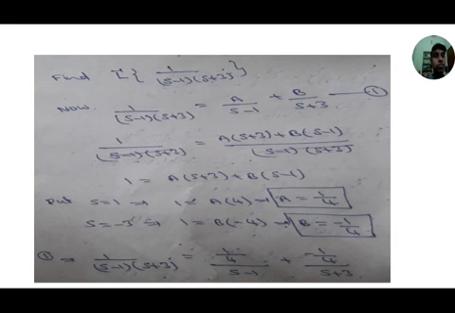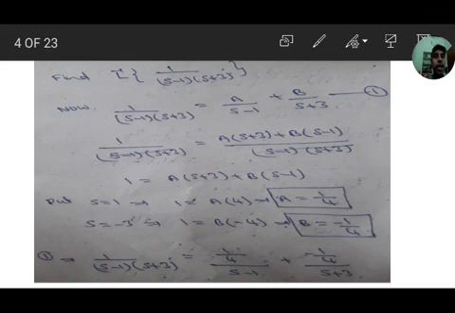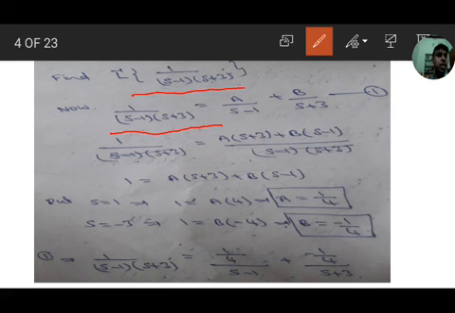Find L inverse of 1 by s minus 1 into s plus 3. So the denominator contains here 2 linear factors, s power is 1, s minus 1, s plus 3, here also a linear factor. So it is the first case. By using partial fractions, 1 by s minus 1 into s plus 3 equals A by s minus 1 plus B by s plus 3.